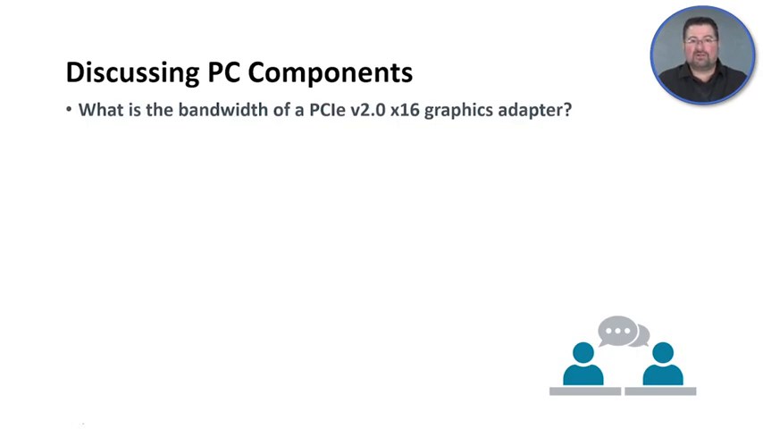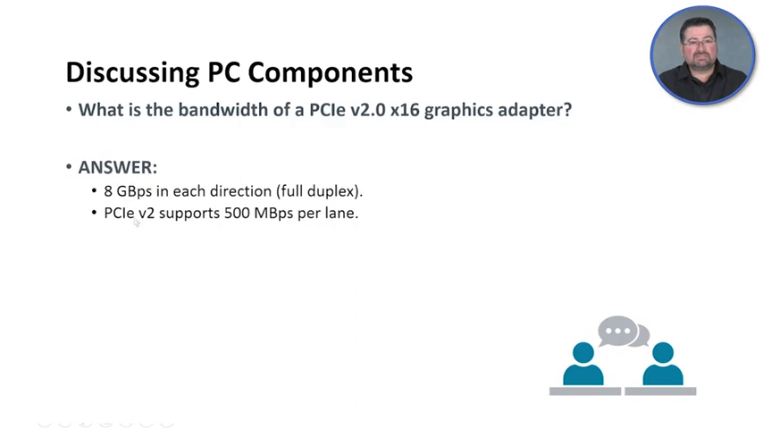What is the bandwidth of a PCIe version 2 x16 graphics adapter? Well, since there's 8 gigabytes per second in each direction, that makes it full duplex. Duplex is not just a wrestling move, it's a communication standard. So full duplex means I can talk and you can talk at the same time, like on a cell phone. Half duplex is just like a walkie-talkie, right? You talk, let go, someone else talks, let go.